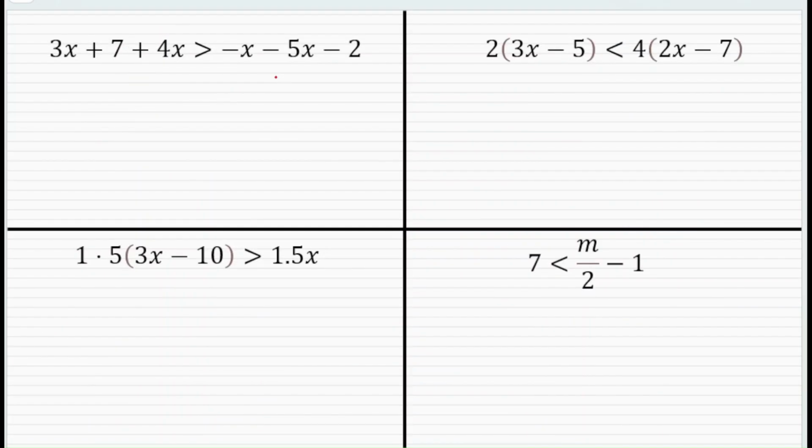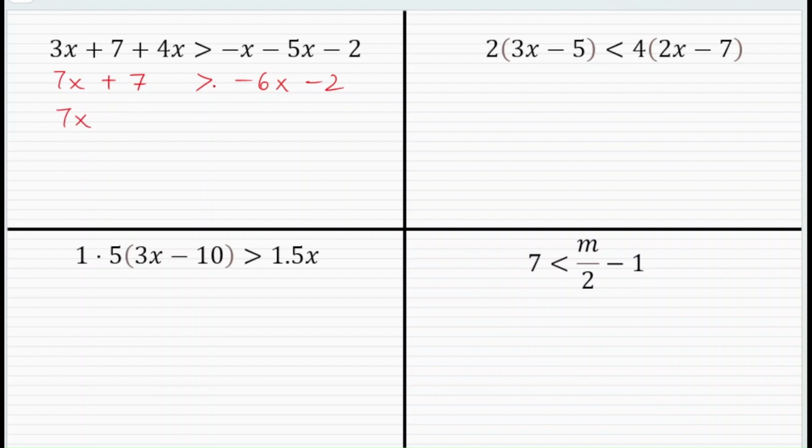Let's do some more. In this one, there are many x terms which need to be solved first. So let's do that first. 3x plus 4x is 7x, and this 7, as it is greater than minus x, minus 5x will become minus 6x, and minus 2 as it is. Now again, this is an inequality with x terms on both sides.